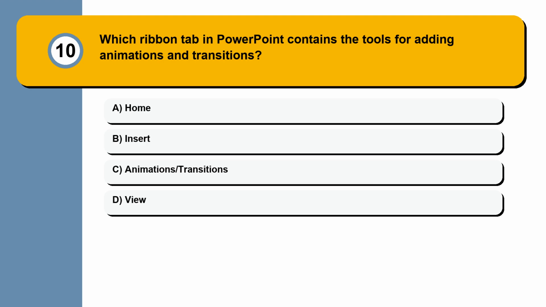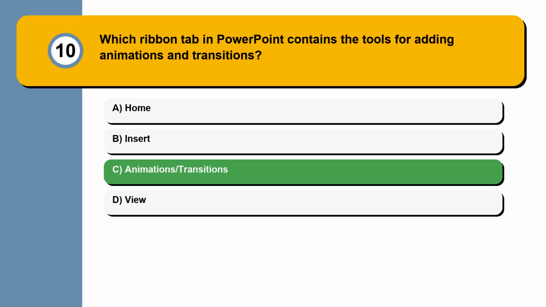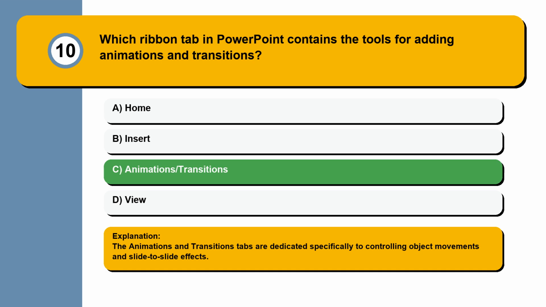Question 10. Which ribbon tab in PowerPoint contains the tools for adding animations and transitions? Home, Insert, Animations/Transitions, View. The Animations and Transitions tabs are dedicated specifically to controlling object movements and slide-to-slide effects.